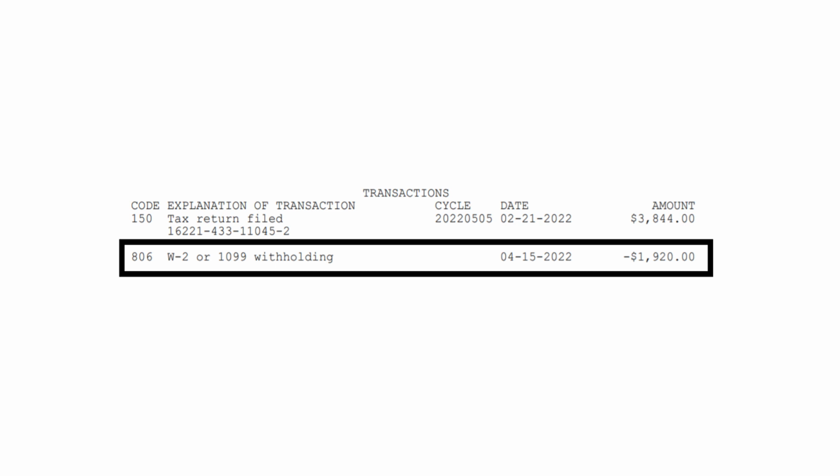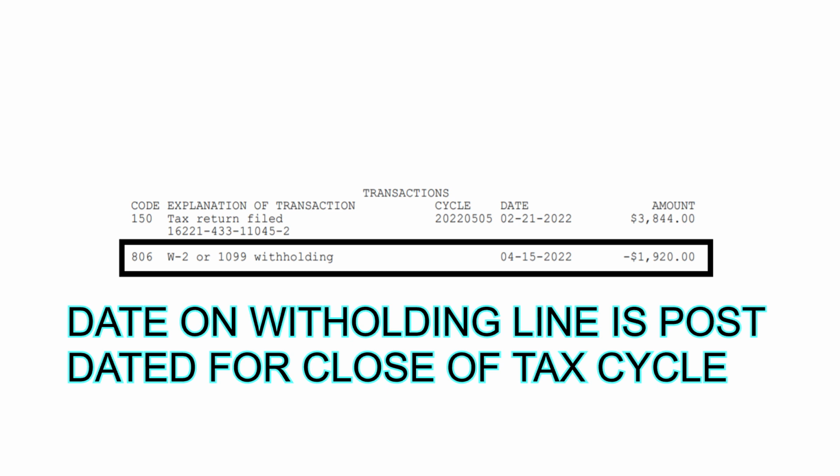Code 806 is for the W-2 or 1099 withholding total sum of all those forms that you submitted with your tax return. And it's a negative number because it's a credit. It's money that you've already given to them through your withholding. You'll also notice the date, 4/15/22. They always post-date that for the close of the tax season.